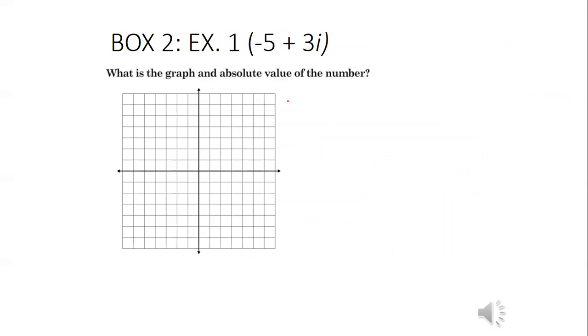All right, so for example here, step 1 is you identify your a and your b. Our a equals -5, our b equals 3. Agreed? Again, our horizontal axis is our real, and our vertical axis is our imaginary. So on the horizontal, it's -5, so I'm going 5 to the left. That's not my stopping point. And then I have 3, so I'm going to go up 3. And here is my -5 plus 3i.